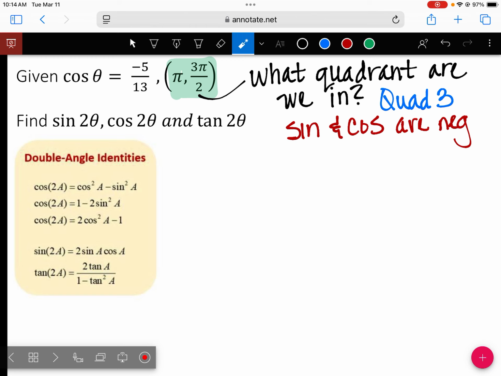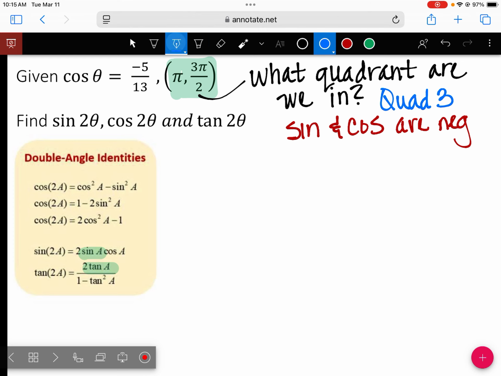But in order to find our sine double angle and our tangent double angle, we need to know the other 2. We have to find sine, and we will need to find tangent. So my opinion is that we should just start by finding those other 2 first. Before we try to find the double angle, let's start by finding our sine ratio and our tangent ratio.